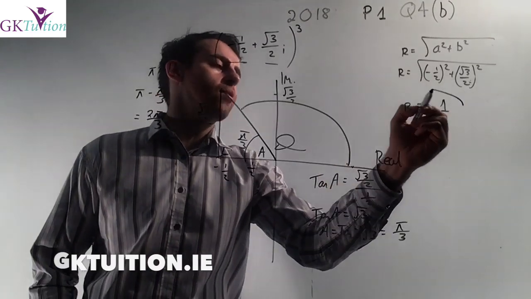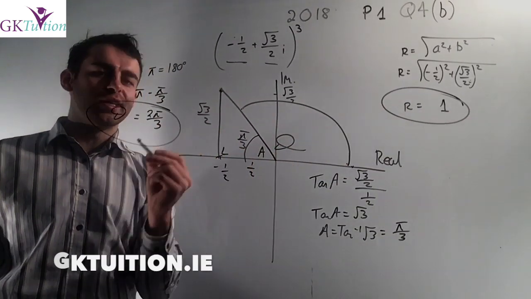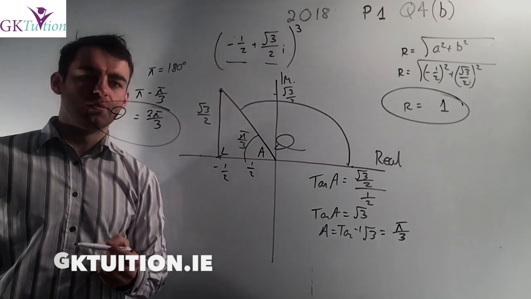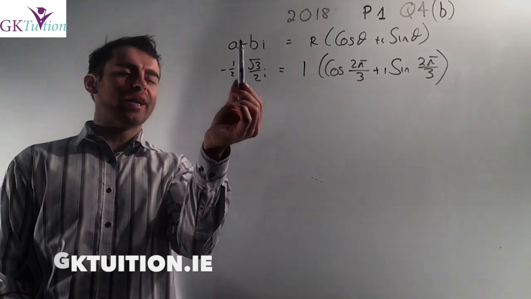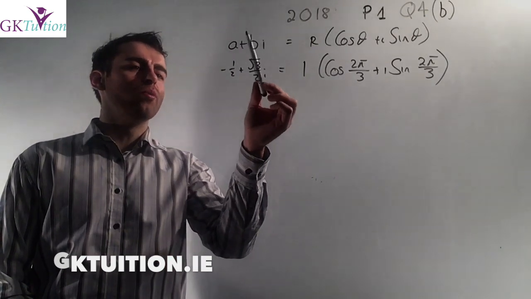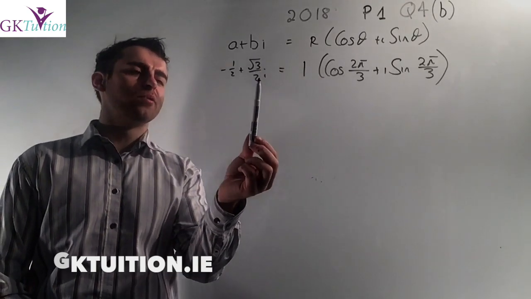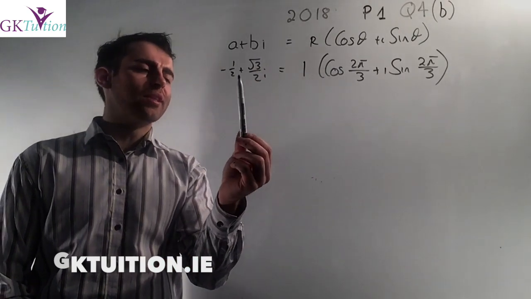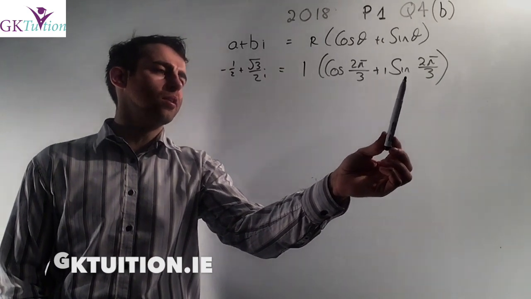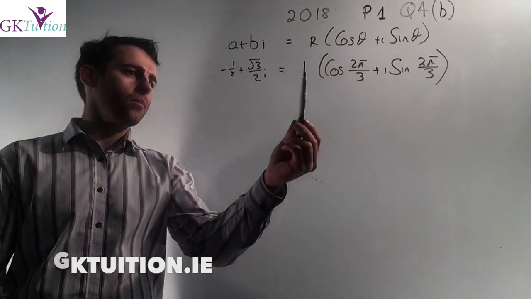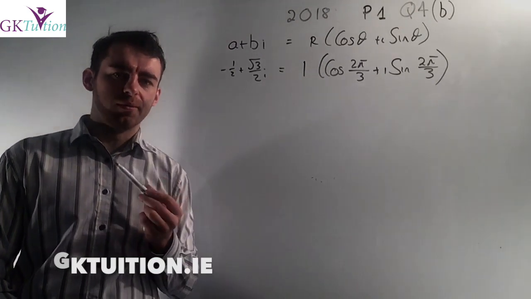So now we've worked out our modulus, we've worked out our argument. Once you know the modulus and the argument, you can write this complex number in polar form. So we were given a complex number in rectangular form, and we will convert it from rectangular form to polar form. So we were given minus a half plus root 3 over 2i, and I know that that is the same as 1 times the cos of 2 pi over 3 plus i times the sine of 2 pi over 3. So all I've done there, my modulus is 1, my argument is 2 pi over 3.